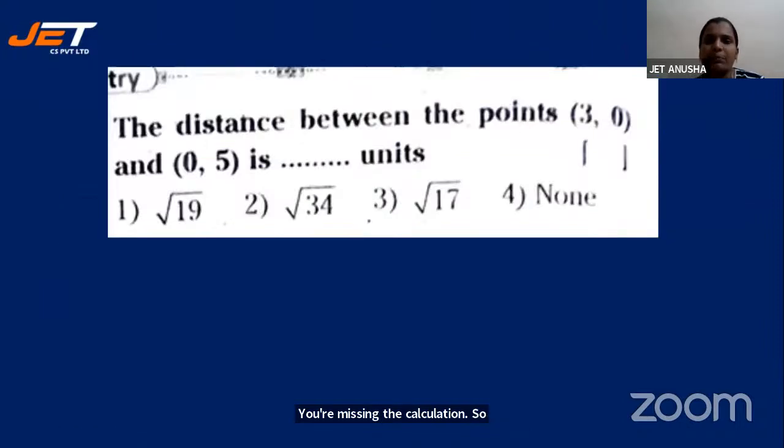The distance between the points (3, 0) and (0, 5) is dash units. Root 19, root 34, root 17, none. I think you can give me this answer very quickly.